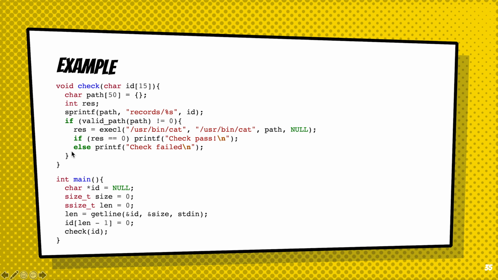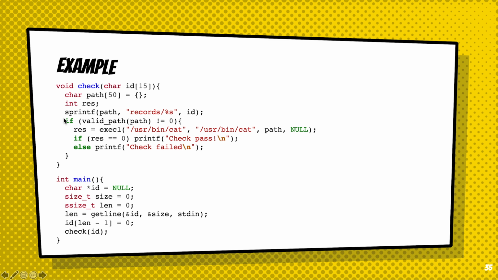Here, function main calls function check. In the main function, it takes ID from standard input, and then calls check with argument ID. At the line of sprintf, it copies the value of ID to path along with the prefix, which is the directory of records. Later on, it checks the path, and if the path is validated, then it will call cat to read the content from the path.